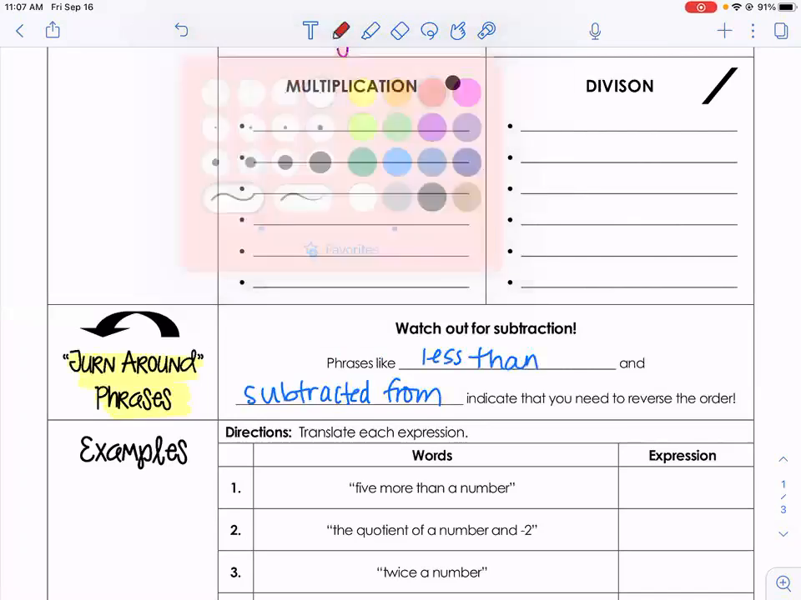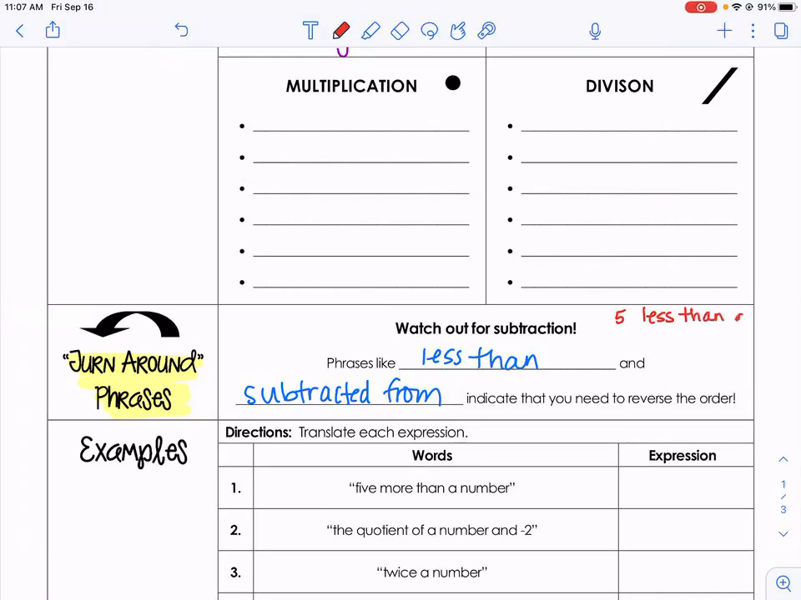So if I say something like 5 less than a number, really, what is being subtracted from what? So really we have a number minus 5. I know that they said 5 first, but really 5 is the one that's being subtracted from our mystery number. The same thing is going to happen when we say subtracted from.